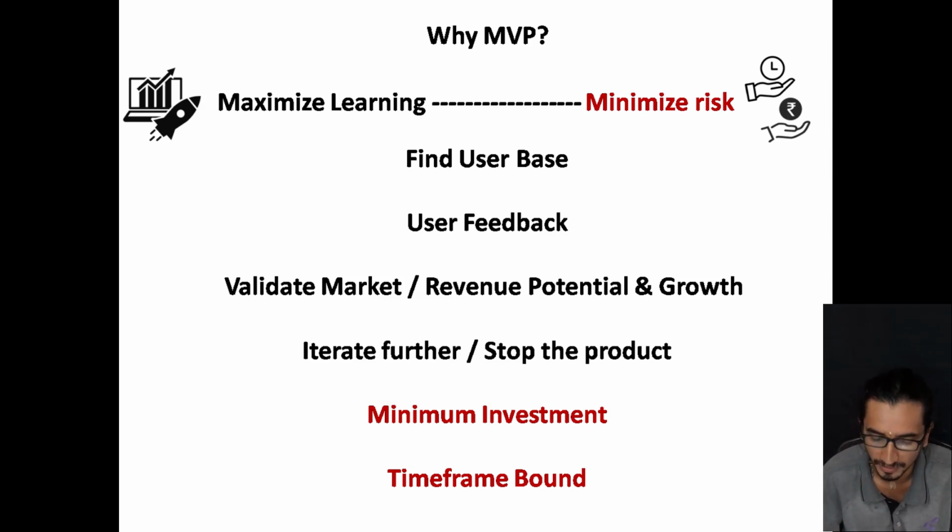The whole aim of MVP is to maximize learning and minimize risk. The learning with respect to building the product, with respect to functionalities which users would like to use, with respect to the market potential of the product, the revenue potential of the product, the ease or difficulty in entering the market, and whether there is any potential to build it further or you have to stop it. To find all these things, the MVP is used, and also to minimize the risk in terms of investment or also in terms of time.